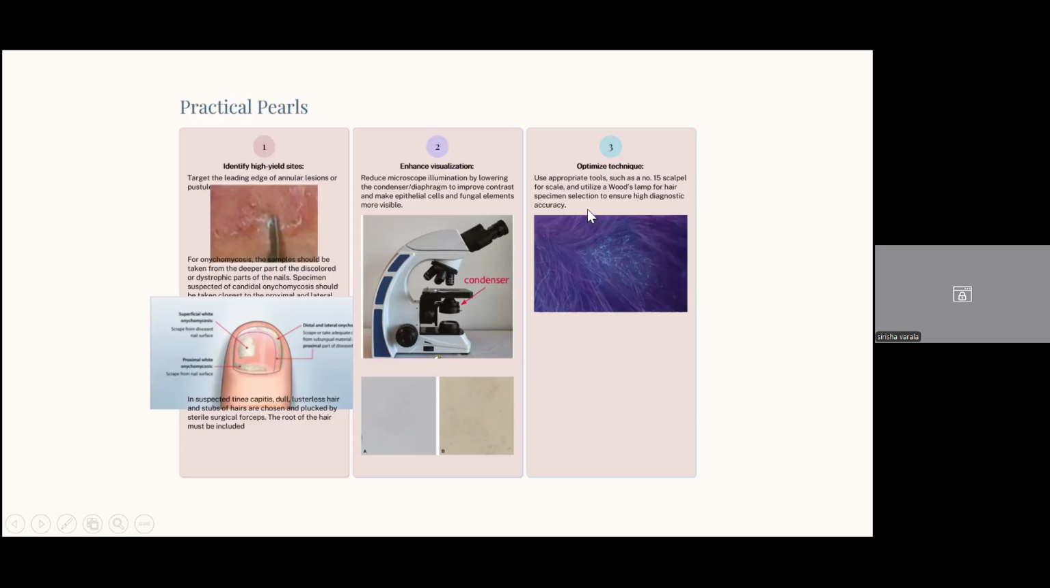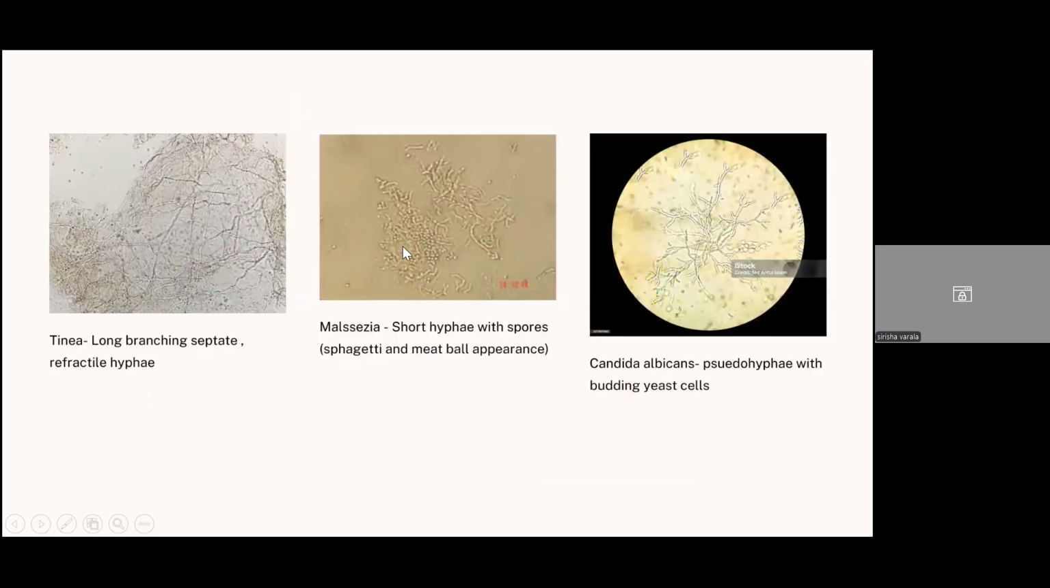Then again, always use a number 15 scalpel blade for the scales, and Wood's lamp is one adjunct you can use to pick the sample, especially in cases like tinea capitis. The fluorescing areas are where you have to pluck the hair from. So this is the classical presentation. In tinea capitis or corporis or even onychomycosis, we will see long branching refractile septate hyphae. So this is the classical description.